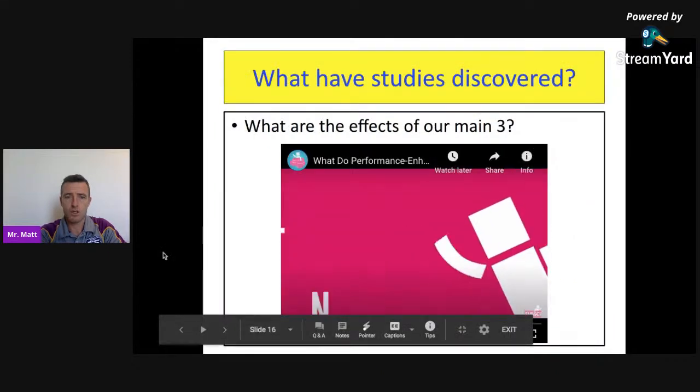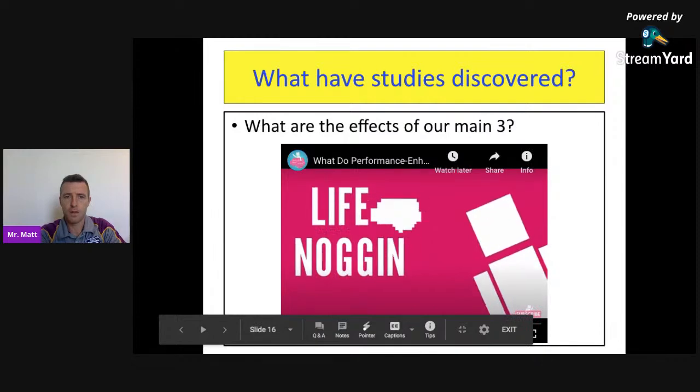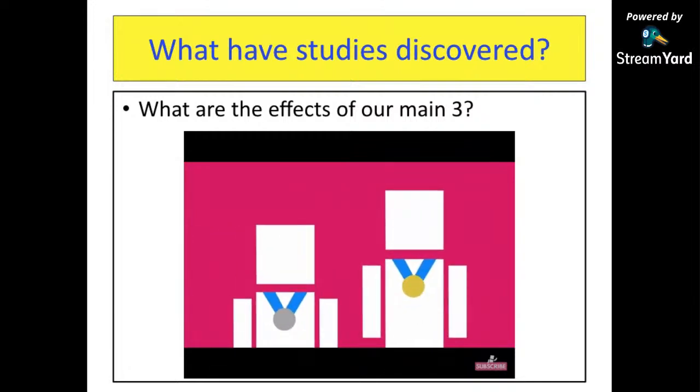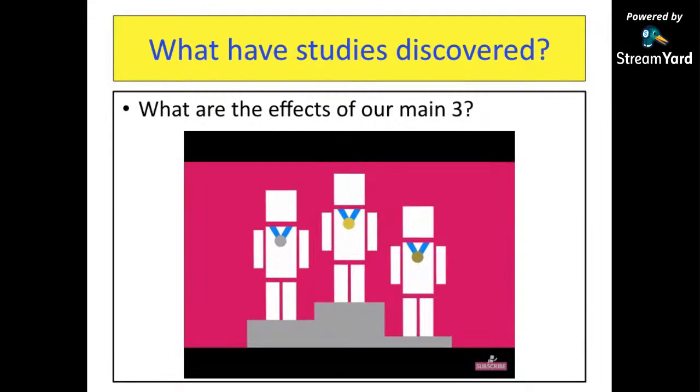Hey there, welcome to Life Noggin. Would you take performance-enhancing drugs that could help you become an Olympic champion? What if that drug had some serious negative side effects? These drugs are banned in sports, but that doesn't stop some athletes from taking them. So what are they, and how do they work?